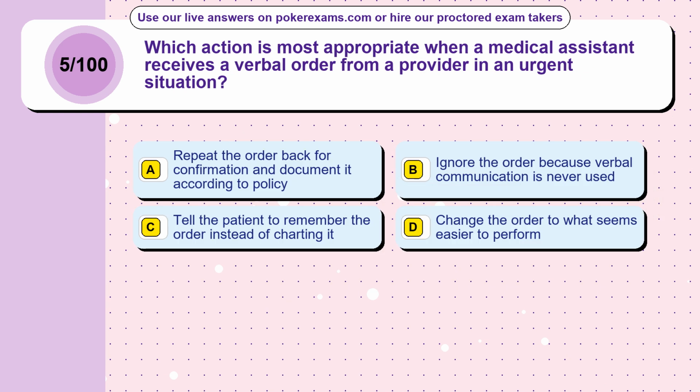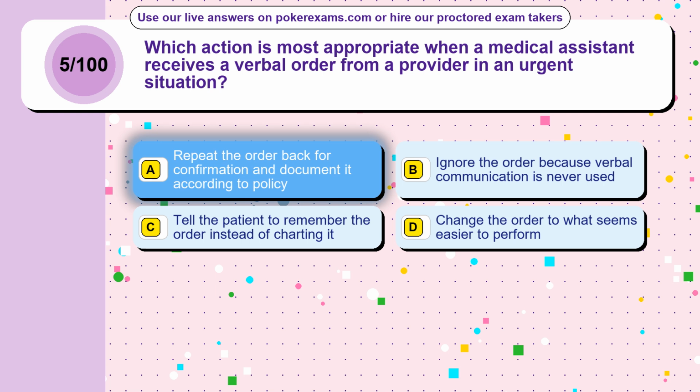Question 5. Which action is most appropriate when a medical assistant receives a verbal order from a provider in an urgent situation? Option A. Repeat the order back for confirmation and document it according to policy. Option B. Ignore the order because verbal communication is never used. Option C. Tell the patient to remember the order instead of charting it. Option D. Change the order to what seems easier to perform. The correct answer is option A.